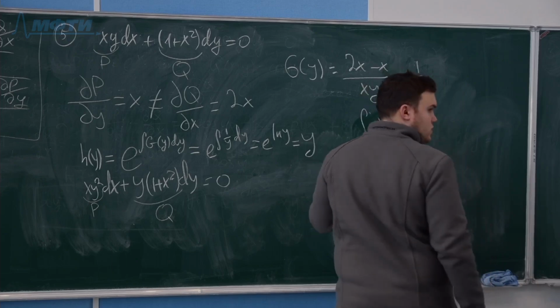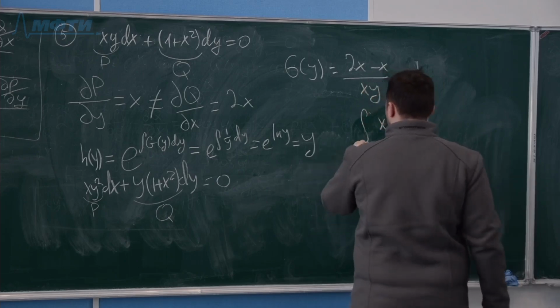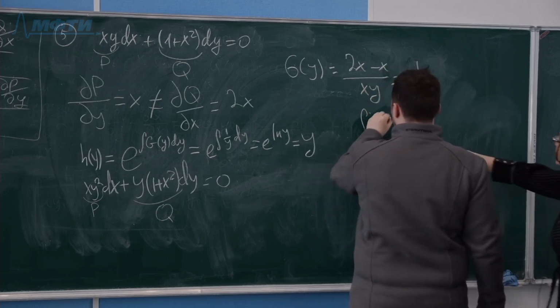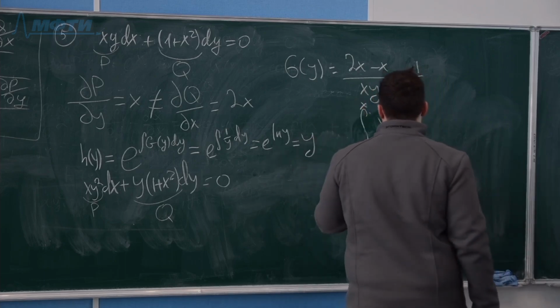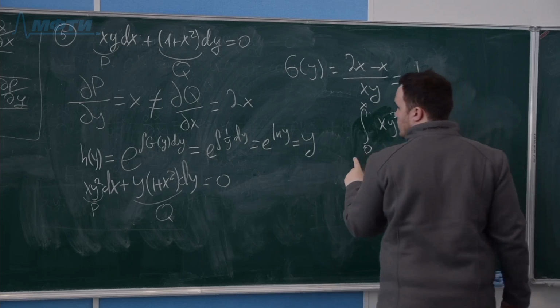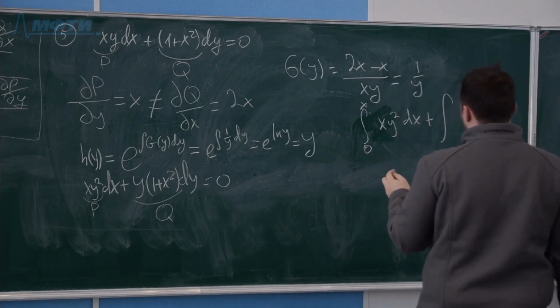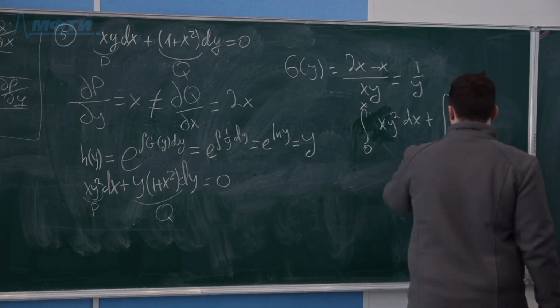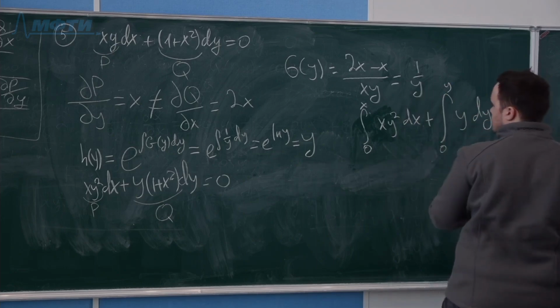We can use 0, 0, right? You may use this, but you should put square. If we plug in x equals 0, you should integrate y dy from 0 to y, right?